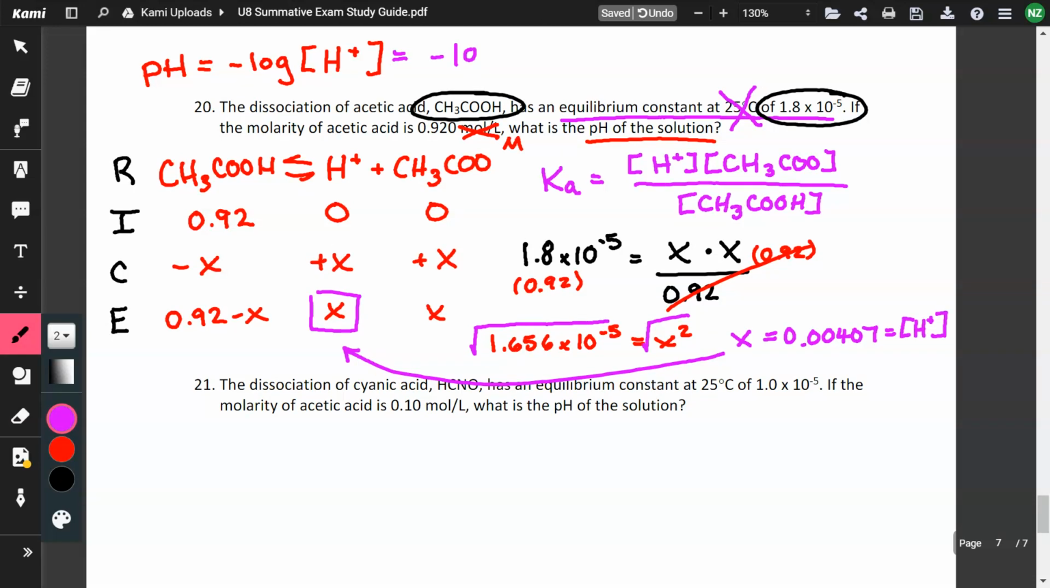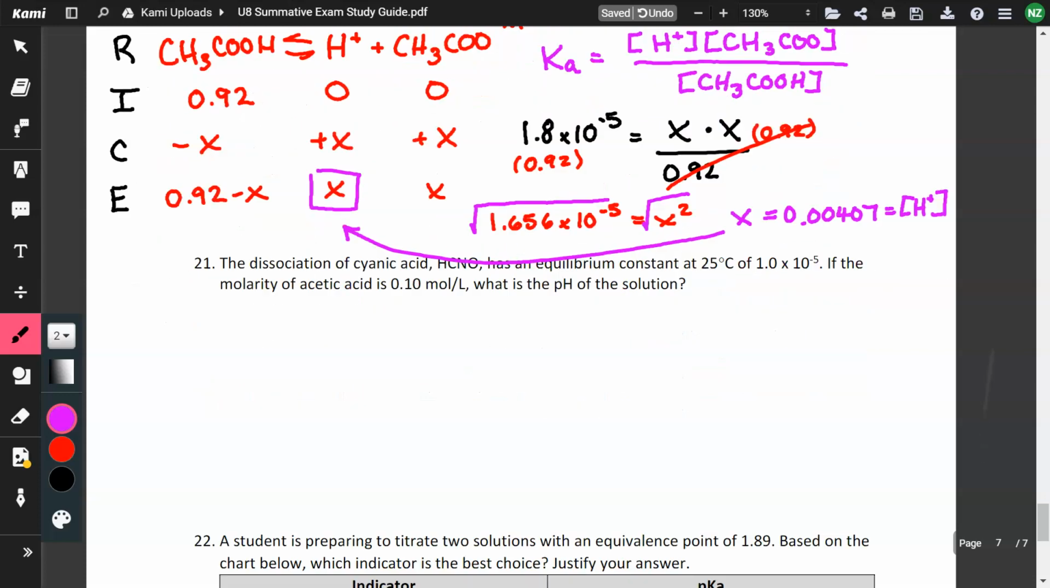So let's plug in what we have now. So negative log of 0.00407, and you get a value of 2.39. That was so much work. All right, we can do another one like that.